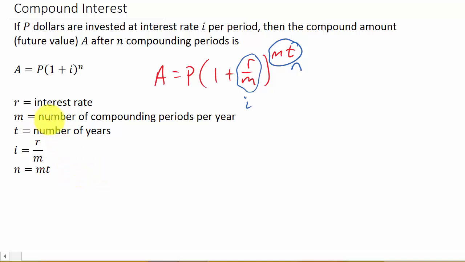All right, so let's talk about number of compounding periods per year. So the interest can be compounded annually, semi-annually, quarterly, monthly, or daily. So for M, if it's compounded annually, M is equal to 1. If it's compounded semi-annually, M is equal to 2. Quarterly, M is equal to 4. Monthly, M is equal to 12. And daily, M is typically equal to 365. Okay, so let's go ahead and start on our examples.